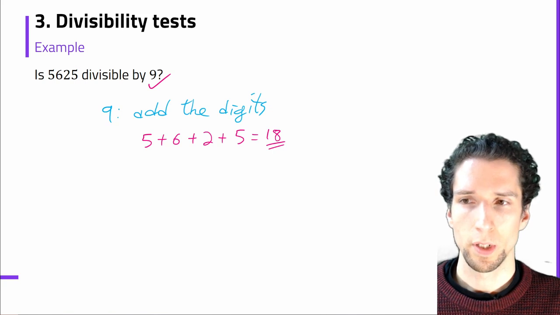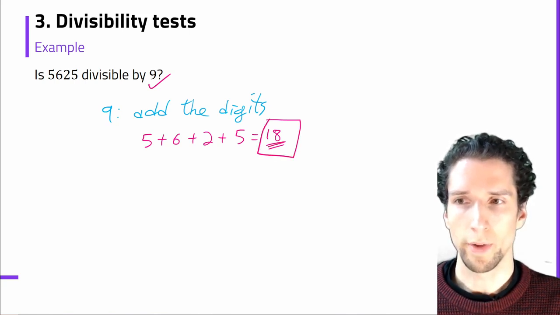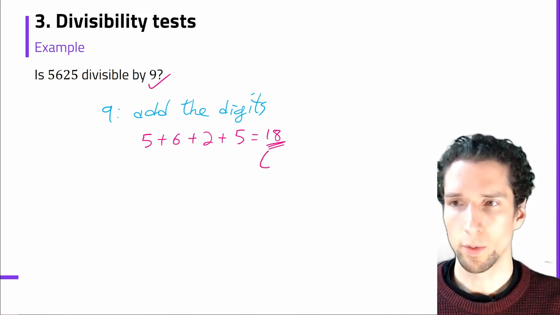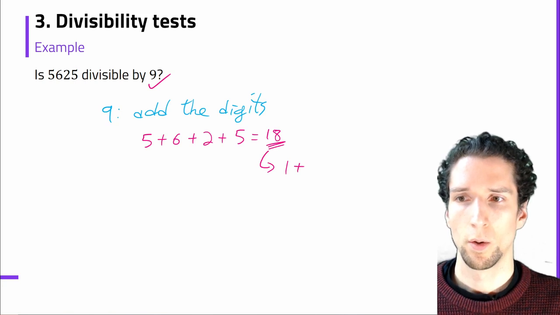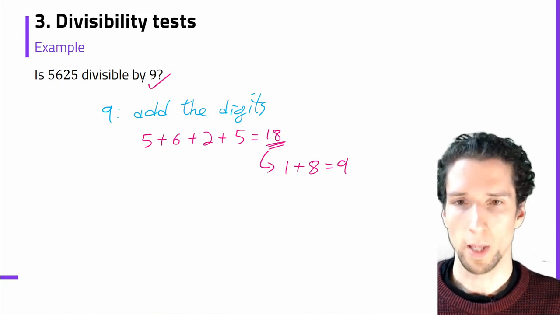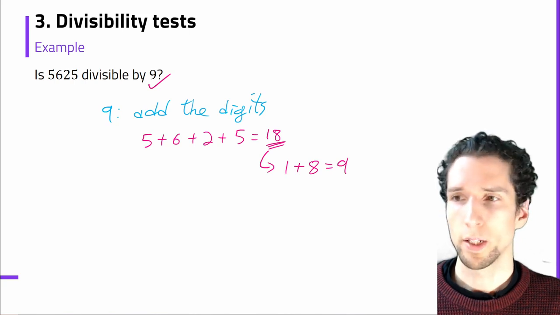Just like doing divisibility by 3, if by chance the result here of adding the digits is a large number that's hard to work with, we can just repeat the process. 1 plus 8, 9, obviously divisible by 9, so yes, the original number is. Okay, so that's it for 9. Very similar to 3.